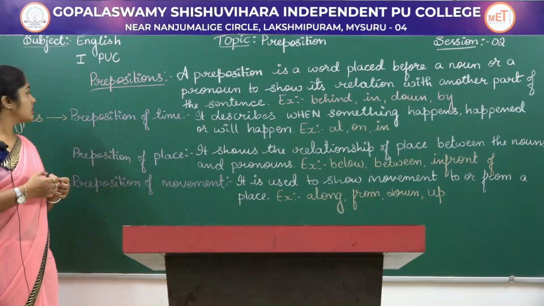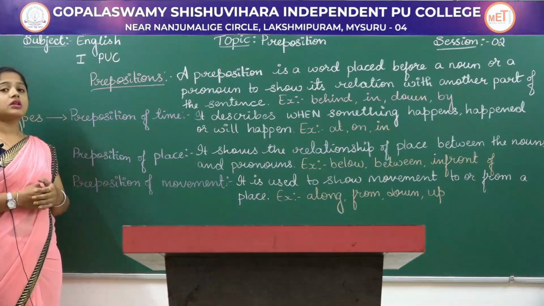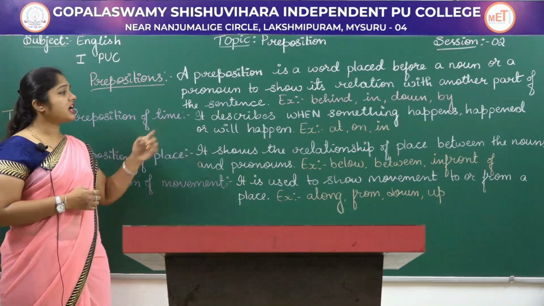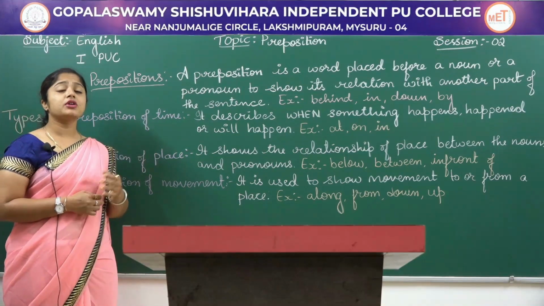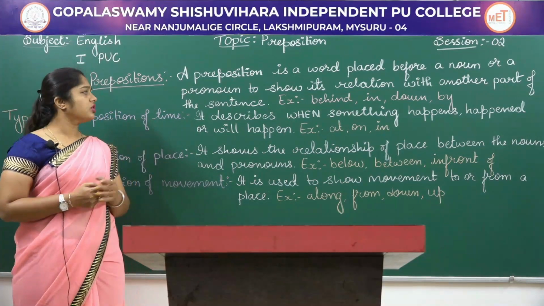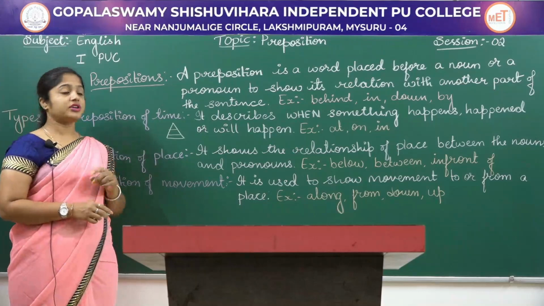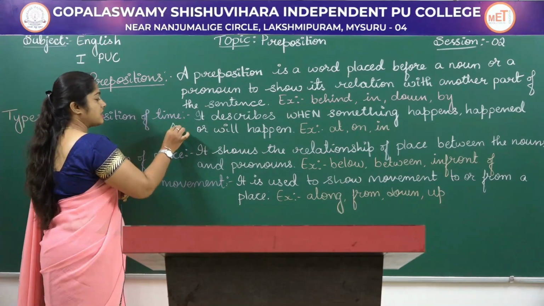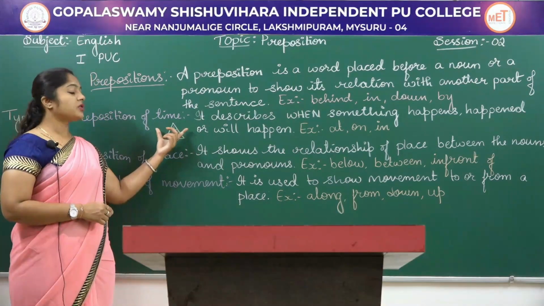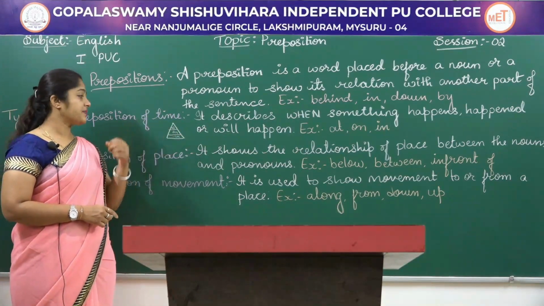Next, we learnt about the types of prepositions. The first is preposition of time. As the title itself suggests, it describes when something happens, happened or will happen. For example, at, on and in. In order to remember this, we learnt the triangular method. Hope you all remember that. At is at the top, on and in at the bottom. By looking at this structure, we can work out where to use prepositions of time.